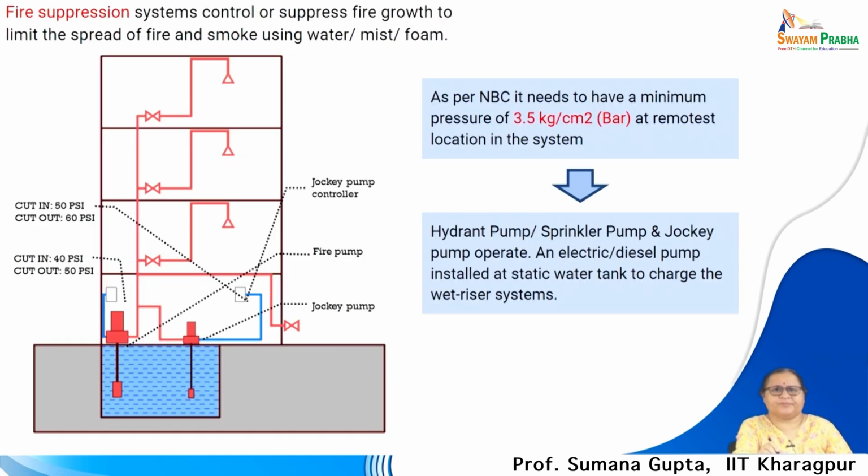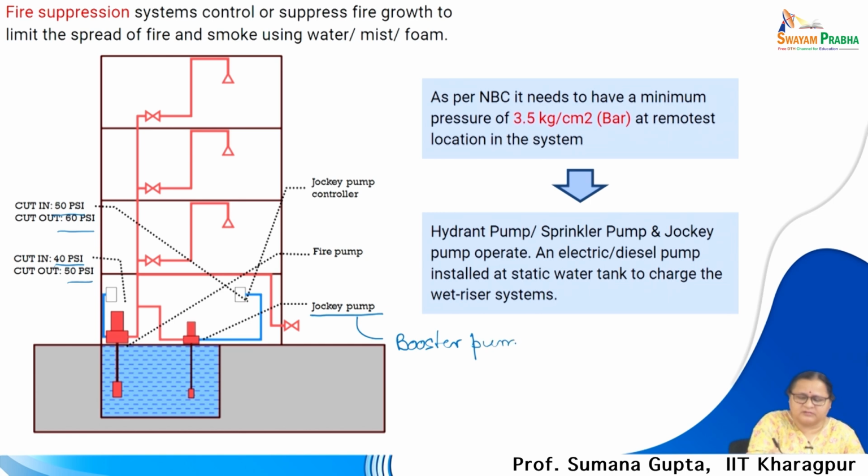So, this is again showing the water pressures. See 50 psi, 60 psi, 40 psi, lower as you go. To maintain the water pressure within the sprinkler system, you have jockey pumps or booster pumps. So, if your pressure is not maintained, you can start the booster pumps to increase the pressure within the fire sprinkler system.